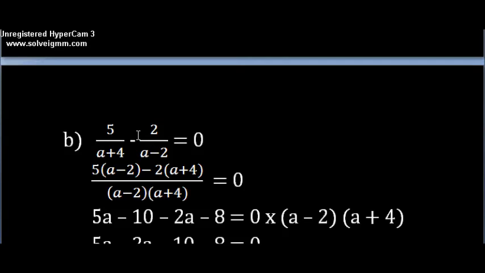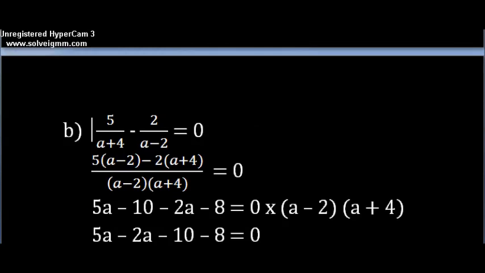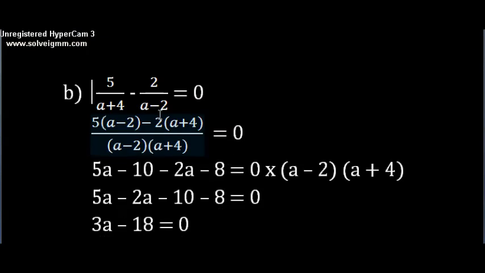Now the question is 5 over a plus 4 minus 2 over a minus 2 equals 0. So first of all, again the question is solve. Solve means you have to find the value of a, because the only variable involved in these expressions is a. So first of all, you will find the LCM of these terms.